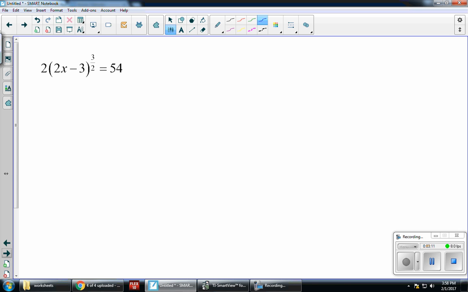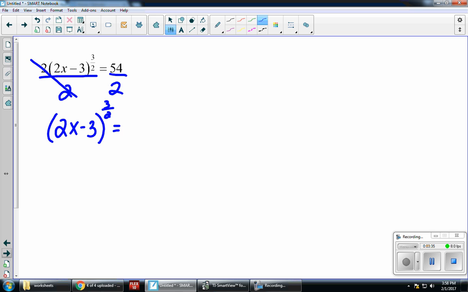2 parentheses 2x minus 3 to the 3/2 power equals 54. So this time, that entire parentheses is being raised to the 3/2 power. So my first step is going to be to get rid of that 2 on the outside. So I'm going to divide both sides by 2. So I get 2x minus 3 to the 3/2 power is equal to 27.